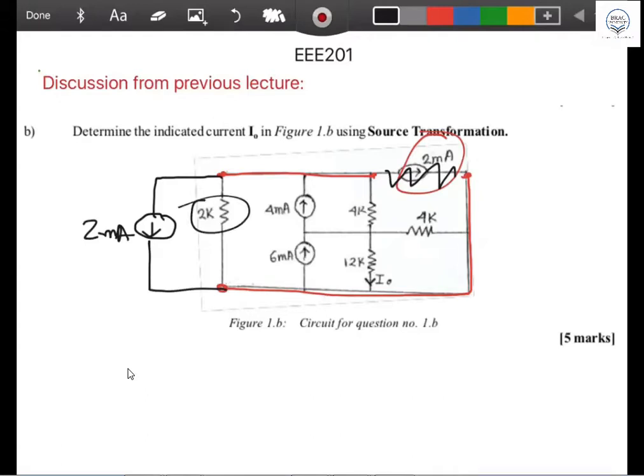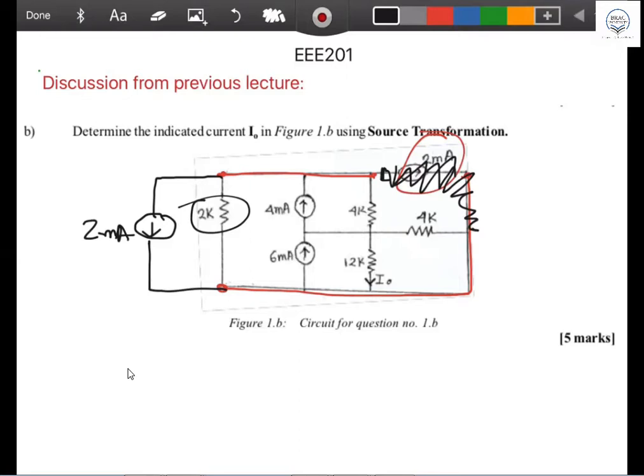This is what you need to understand first, and you have to redraw the circuit this way. If you redraw, then this part from here to here, you have to take off. If you take it off, then the new circuit will be like this.